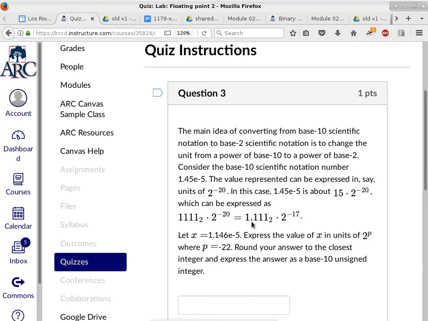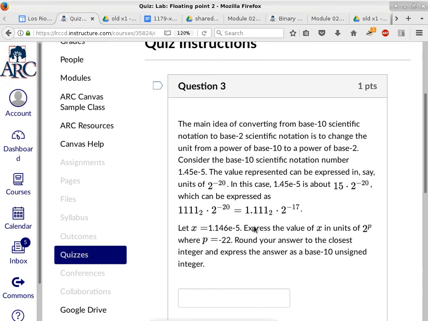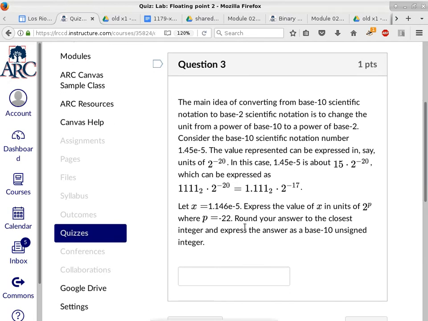So the question itself, the actual question that you have to answer, is really just to figure out: if the quantity that you're given is, in this case, 1.146 times 10 to the power of negative 5, if I only let you express this value in units of 2 to the power of negative 22, how many 2 to the power of negative 22 do we have to specify that value? It's just a division. But you have to round after the division.